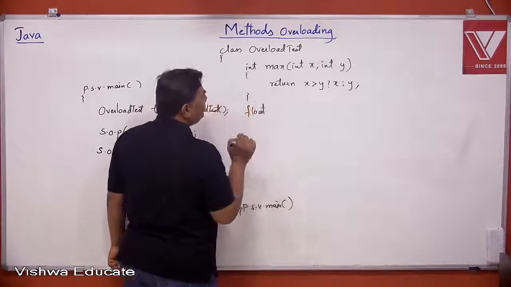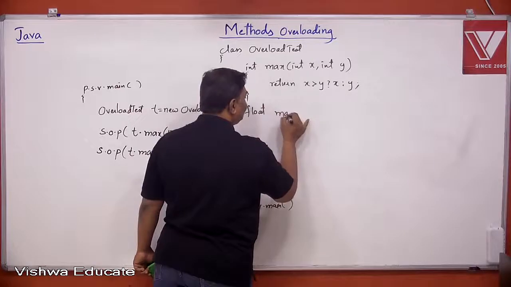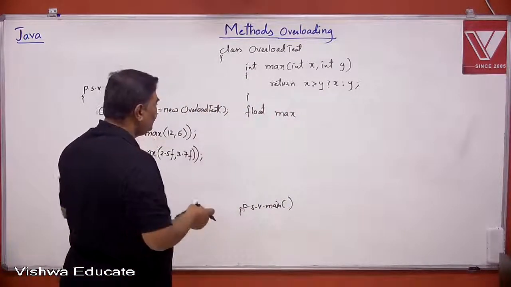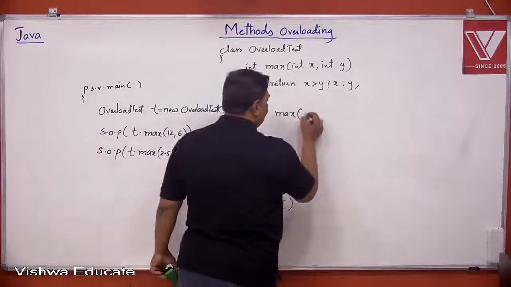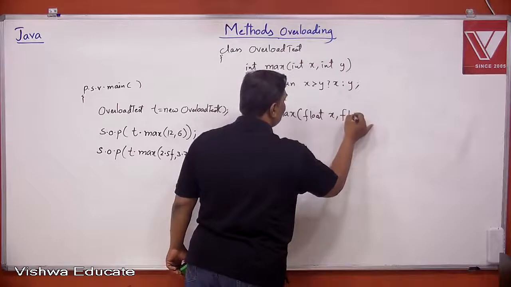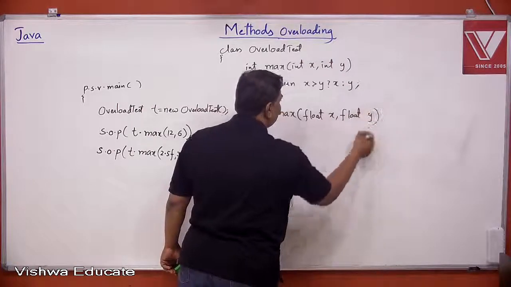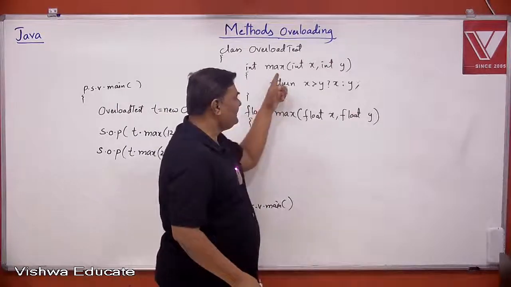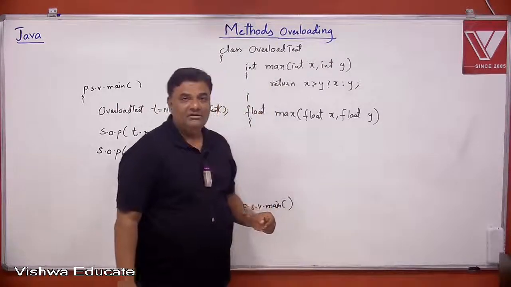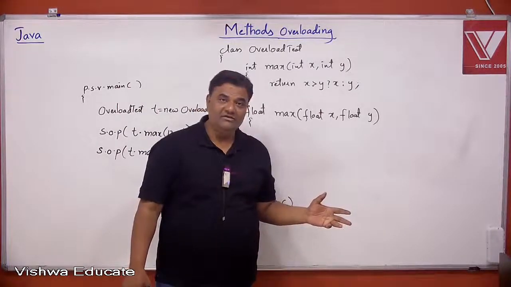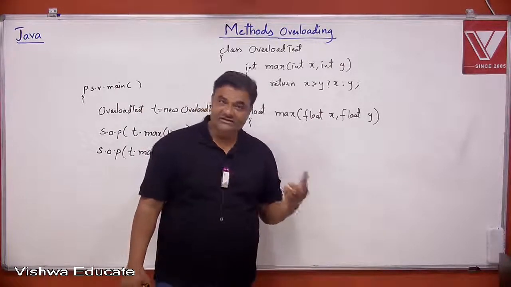What should be the name of the method? I want to give maximum only. So it is finding maximum, so I want to give maximum only. Then it should take parameters float x, float y. Now the question is, can you have two methods with the same name? In C language, they were not allowed. But in Java, is it allowed? In C++, they were allowed. So is it allowed in Java?